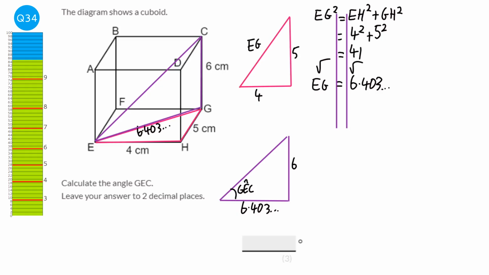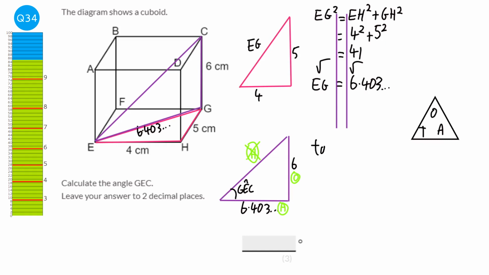Now to work out what GEC is, it's not going to be Pythagoras anymore, it's going to be trigonometry because we're looking for an angle. So we first of all label the sides. So we've got the opposite, we've got the adjacent, and we've got the hypotenuse. We're not using the hypotenuse at all, but we are given the opposite and the adjacent. So it is going to be TOA, and those of you should know this off by heart, that the TOA shows us that the opposite will be over the adjacent.